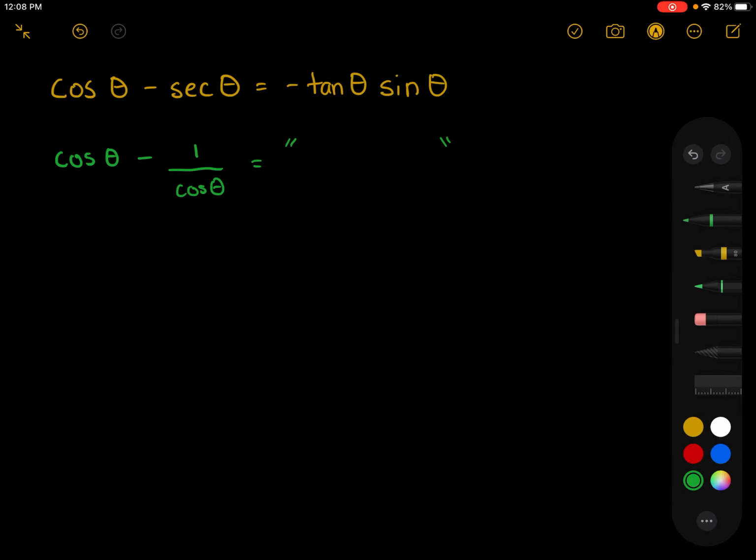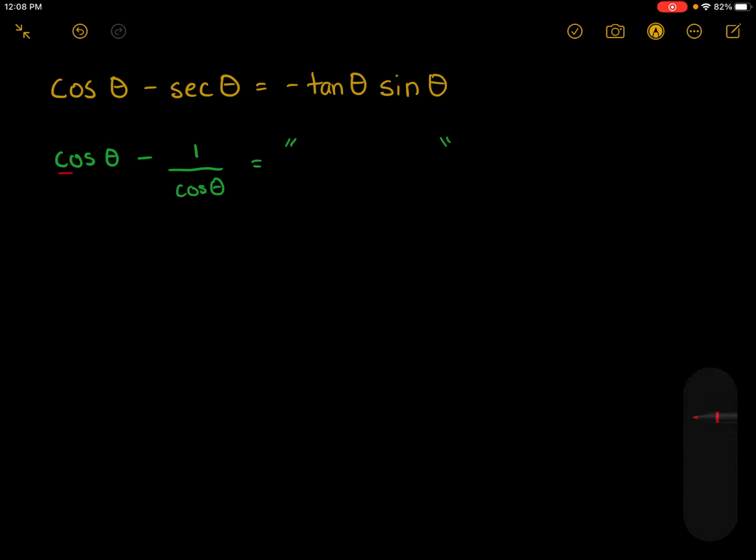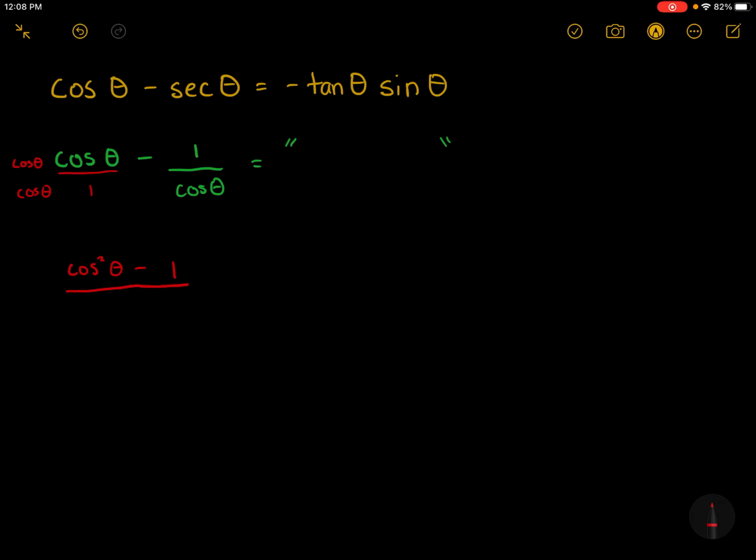So next, let's change colors. So now we're going to get a common denominator, right? So remember, that's over 1. So we can multiply by cosine theta in the numerator and cosine theta in the denominator. So we get cosine squared theta minus 1. And since now they have the same denominator, we can say that's over cosine theta. And that's still going to equal this negative tangent theta sine theta.